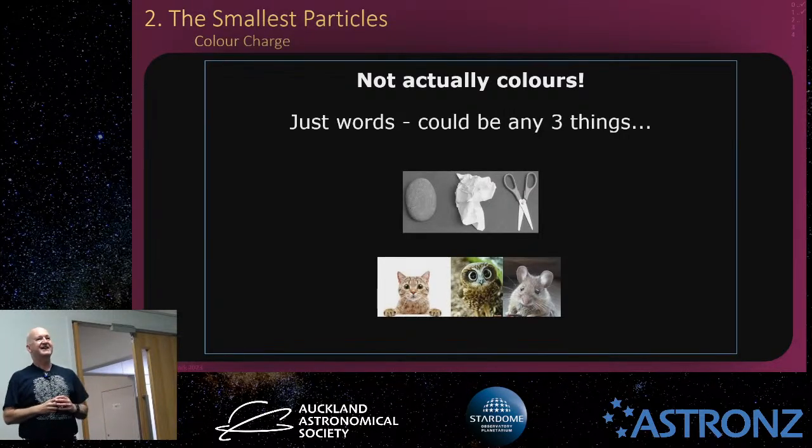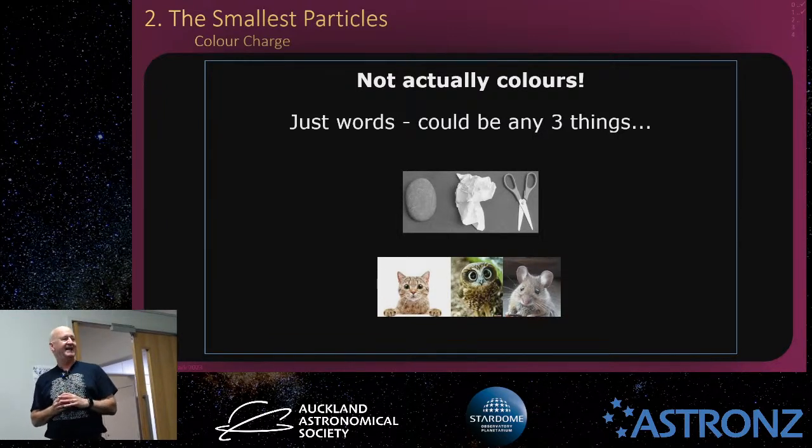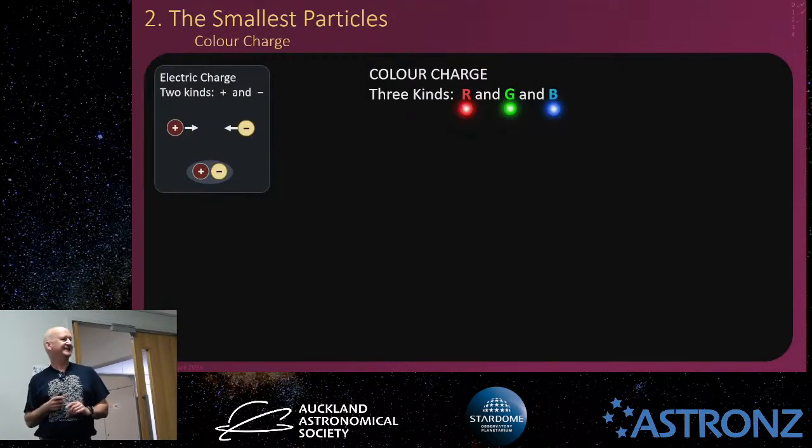And I should point out that it's not actually colours, so quarks don't actually have colours, it's just an analogy, and it works well. We could have used paper, rock, scissors, or cat, bird, mouse, or any 3 things at all. But colours are the best analogy, and I'll show you why in a second. So colour charge comes in three kinds: red, green and blue.